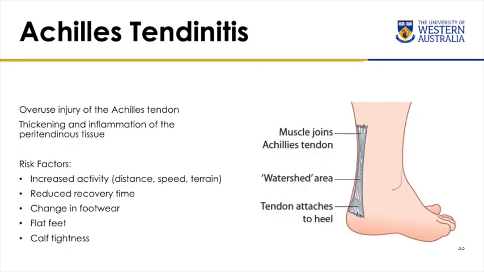Achilles tendonitis is an overuse injury of the Achilles tendon, which causes thickening and inflammation of the peritendinous tissue. The condition usually affects the watershed area, which is pictured on the right. It's about 4 centimeters from the insertion of the tendon, and it's an area where the blood supply to the tendon is poorer than elsewhere. The tendon sheath, which is the tissue surrounding the tendon, may become inflamed.